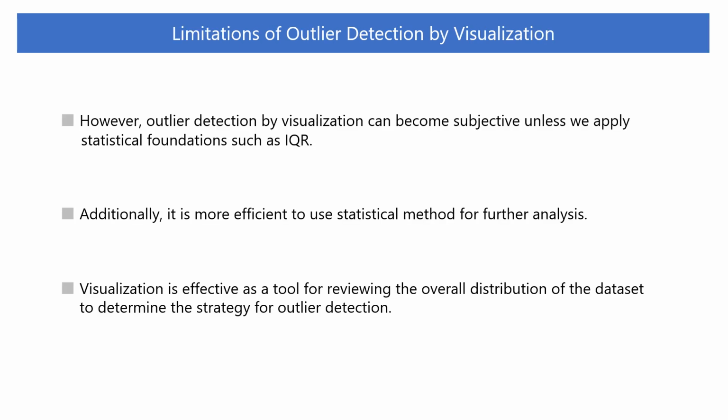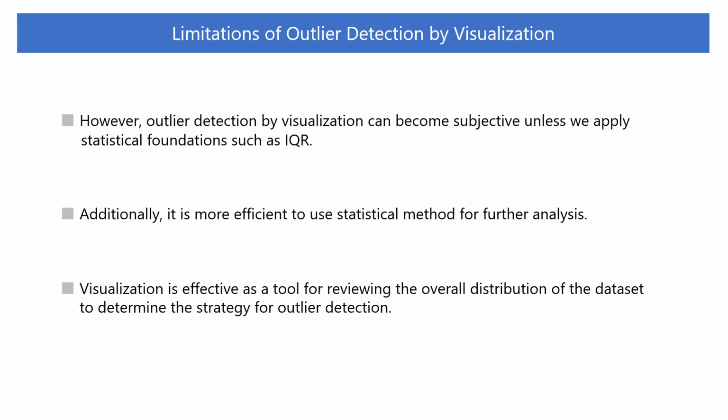However, outlier detection by visualization can become subjective unless we apply statistical foundations such as IQR. Additionally, it is more efficient to use a statistical method and input Boolean values indicating whether each data point is an outlier, because by doing so, we can move on to the subsequent data analysis directly.